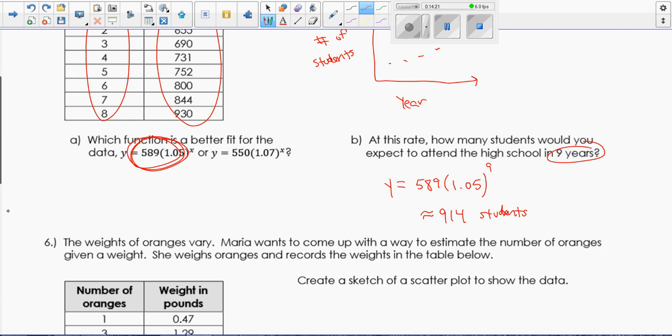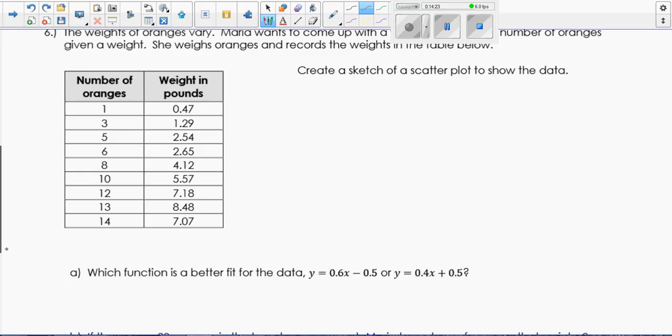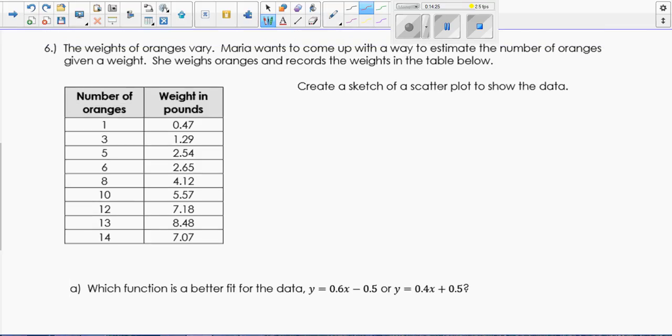Okay, so let's try it again. So it says that the weights of oranges vary. Maria wants to come up with a way to estimate the number of oranges given a weight. She weighs oranges and records the weights in the table below. So this is your list 1 or your x values. This is your list 2 or your y values. So she's just saying that she has this many oranges, and then based off of that, this is how much it weighs. So she's trying to get a generalization that, like, if she's got 20 oranges, how much does she think that they're going to weigh?